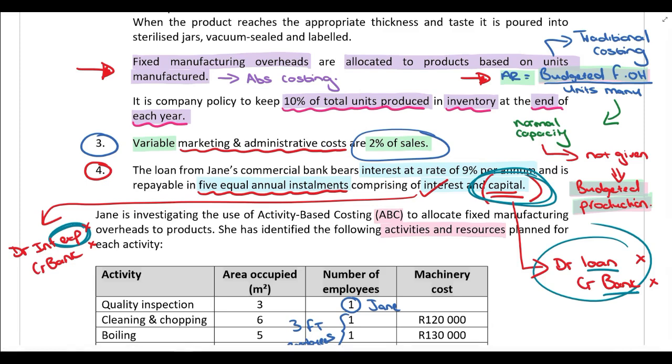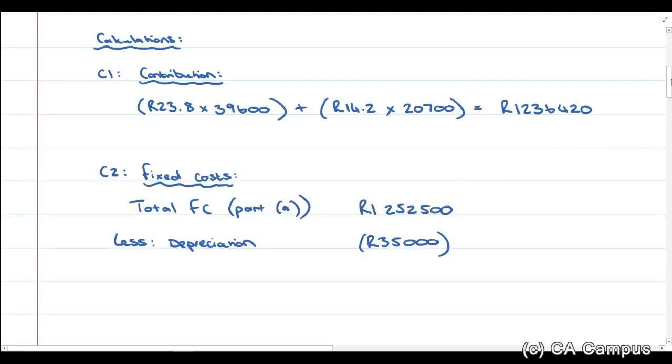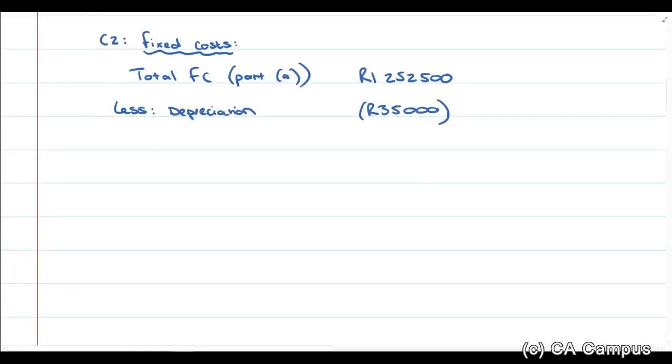However, it is important to note that this is a cash flow. So it needs to be taken into account if we're trying to determine whether the company has enough cash available to pay Jane's salary during the first year. So let's have a look at this as a separate calculation over here.